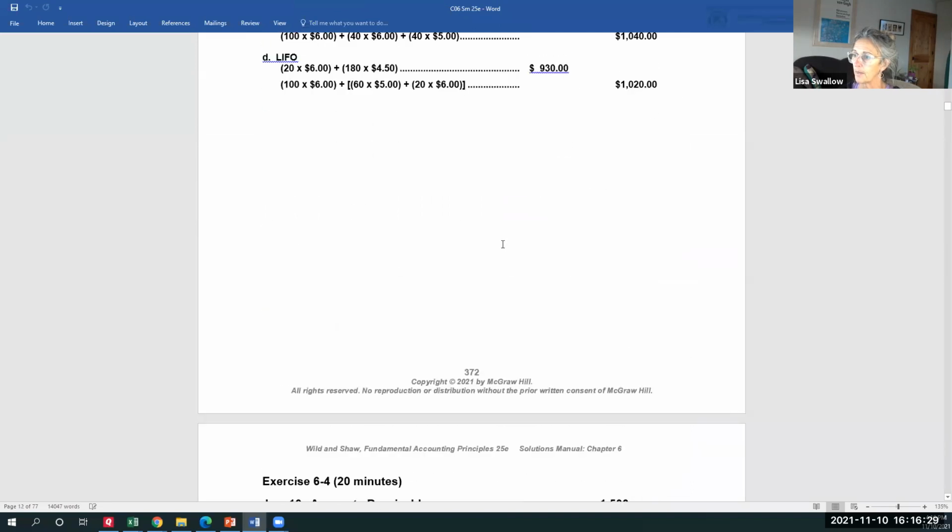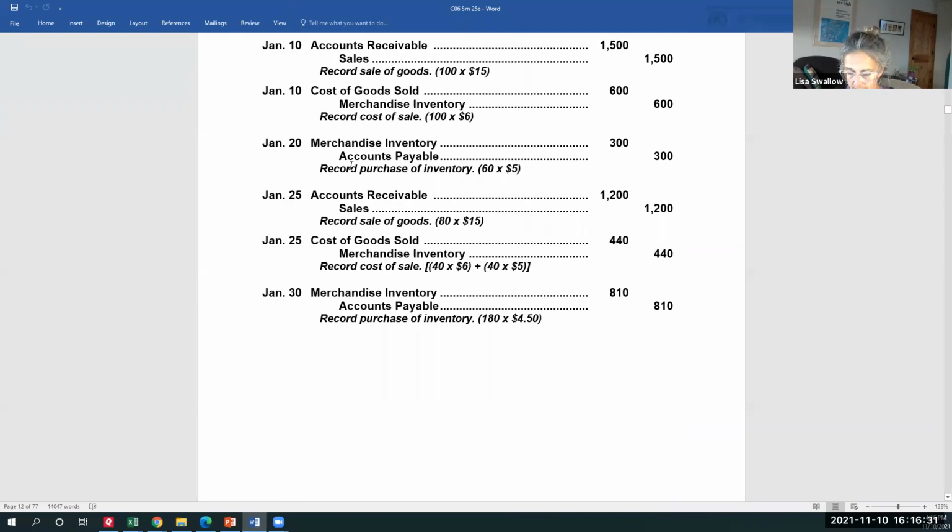And then the next one that we're looking at is journalizing for E6-4. And just going through this, so we're looking back at the data from 6-3 and we're recording the journal entries, and they use FIFO. So they've got the table set up for us in E6-3. So we make our first sale on the 10th of January, and they tell us what we sell them for is $15 a piece.